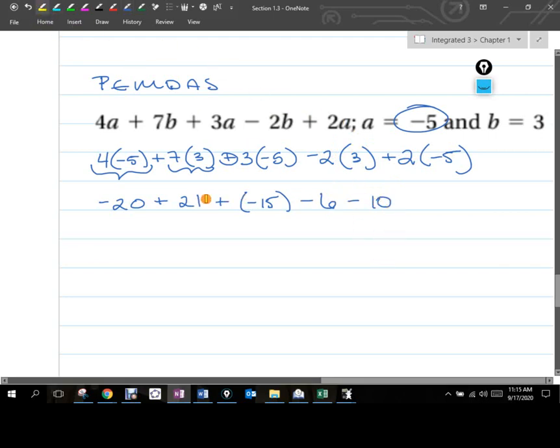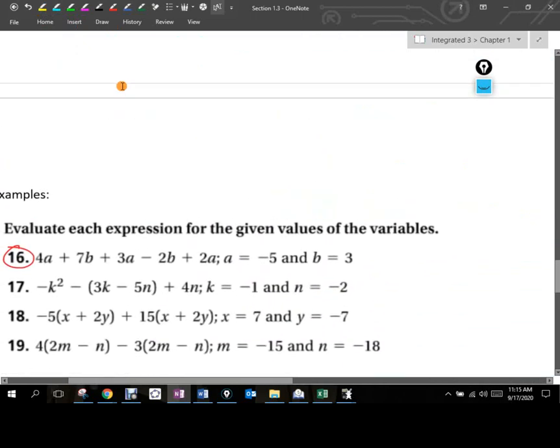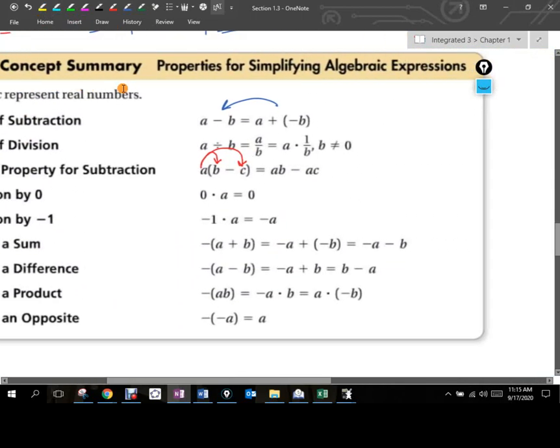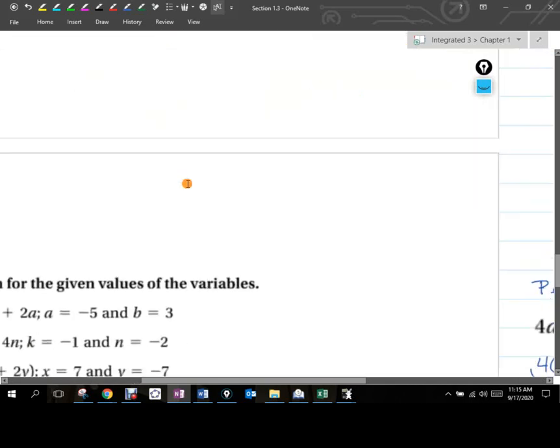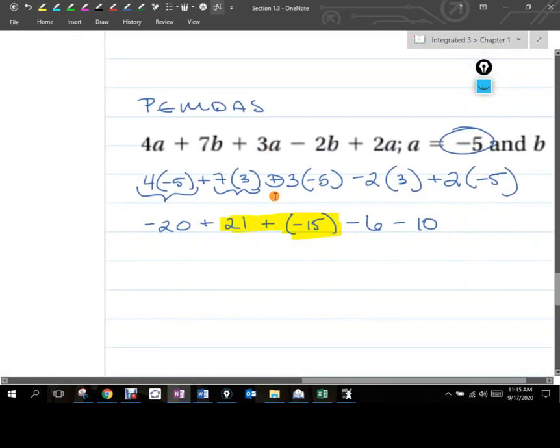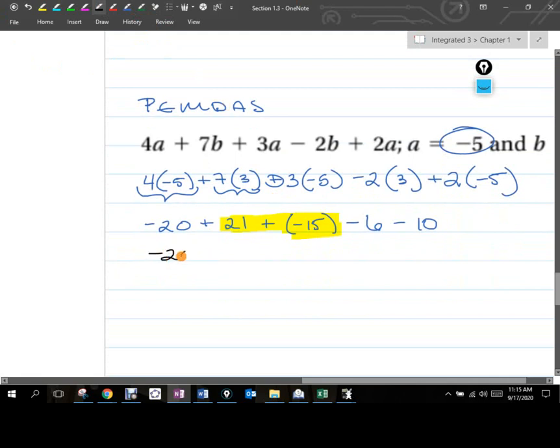Now this is one of the operations that happen above. Remember we had a plus or minus. If I go back to our rules above, that was the definition of subtraction. If we have the right-hand side here, plus a negative b, you can rewrite that as a minus b. So down here we have plus a negative 15. A lot of us are probably going to rewrite that as negative 20 plus 21, minus 15, minus 6, minus 10.